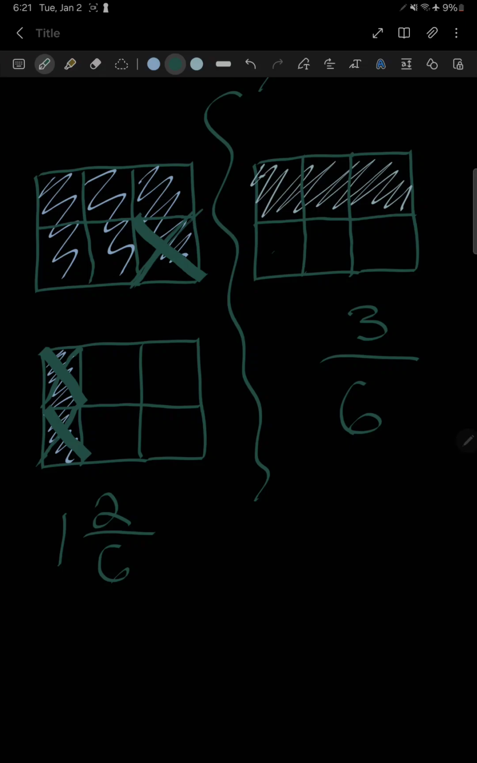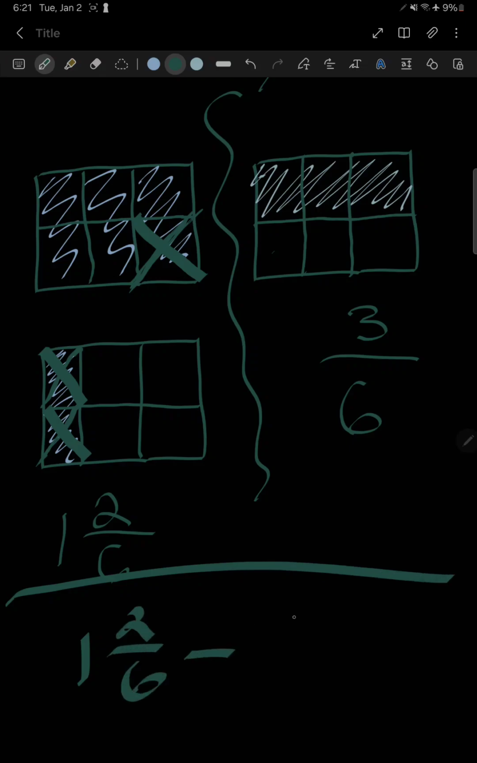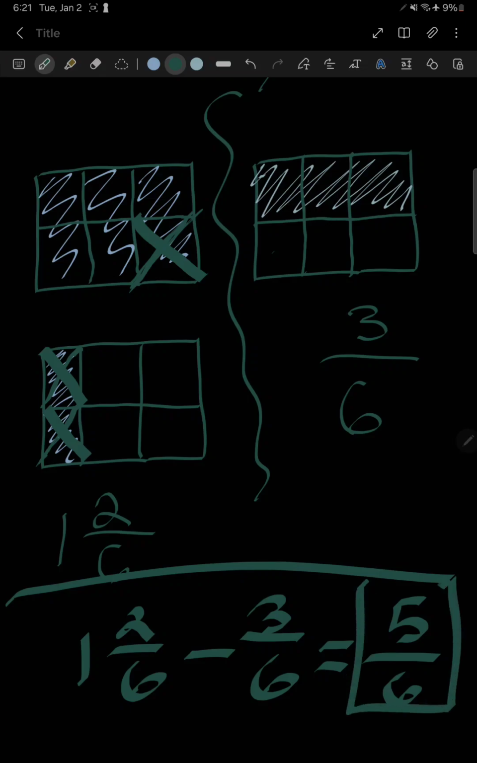And what are we left with after we take away that? Well, we are left with 1, 2, 3, 4, 5. We are left with 5/6. So 1 2/6, take away 3/6, left me with 1, 2, 3, 4, 5, left me with 5/6. And there's my answer, 5/6.